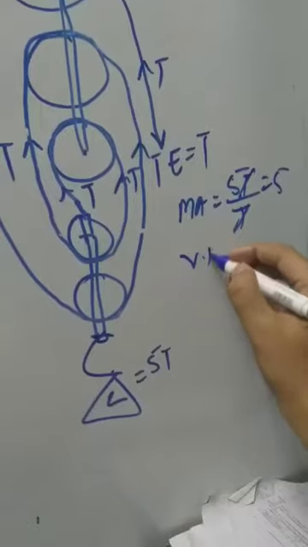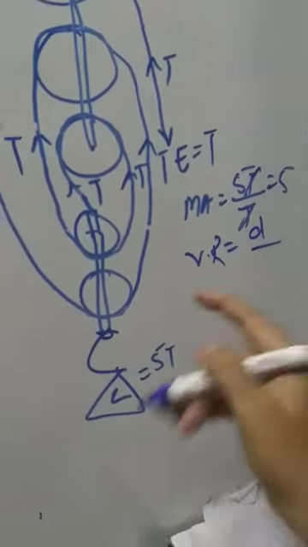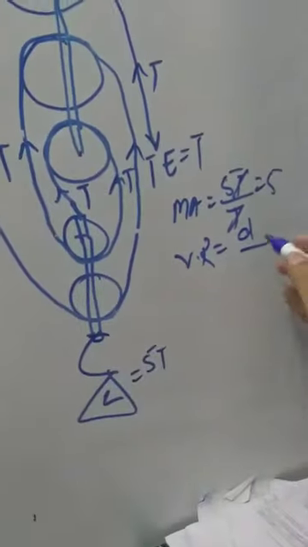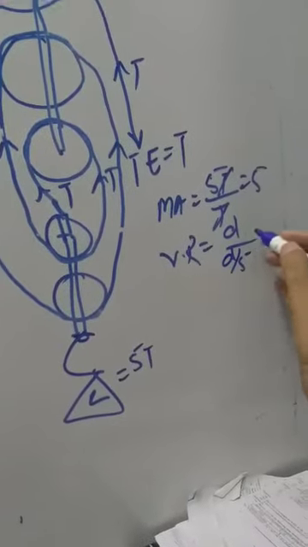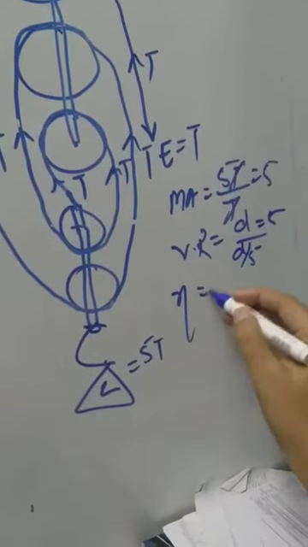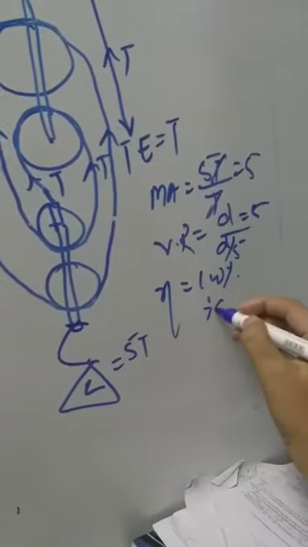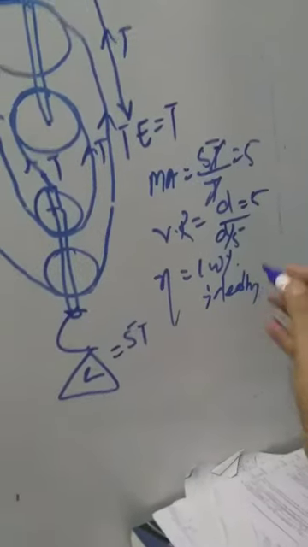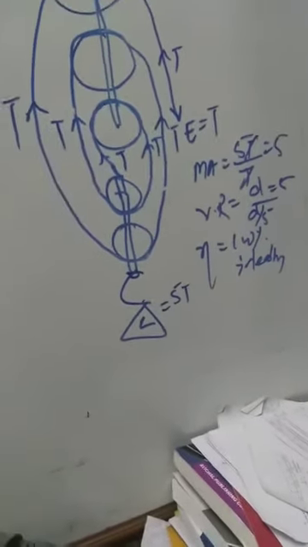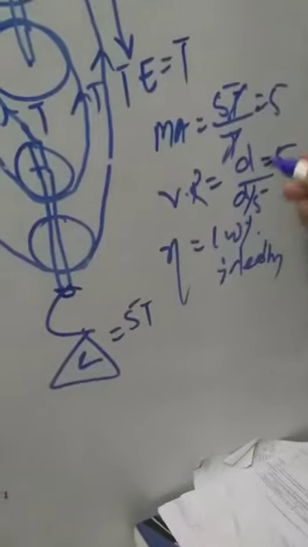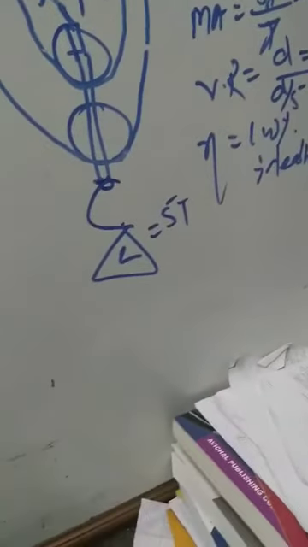Velocity ratio: if the effort moves by a distance d, 5 strands are supporting the load, so the distance moved by the load will be d by 5. So it is equal to 5. Efficiency again is equal to 100%. Ideally, you see, I am always writing ideally 100%. How am I writing 100%? Because it is 5 by 5 into 100.